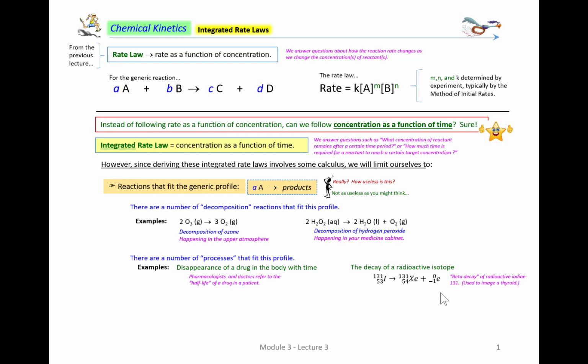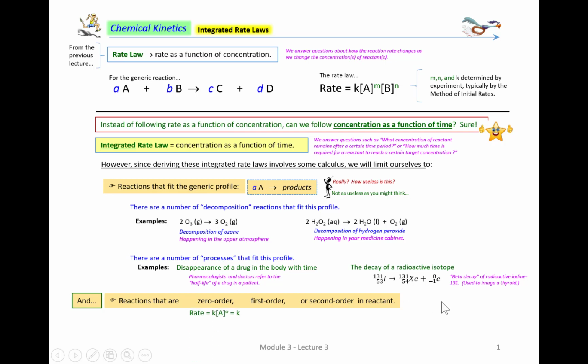Another situation that's covered by this generic profile would be the decay of a radioactive isotope. So for example, radioactive iodine-131, which is used to image thyroids in medicine, decomposes to xenon-131 and a beta particle. Again, even if you haven't been exposed to reactions involving radioactivity, this process fits this profile, some reactant going to products. The other thing that we're going to limit ourselves to are reactions that are zero order, first order, or second order in our reactant.